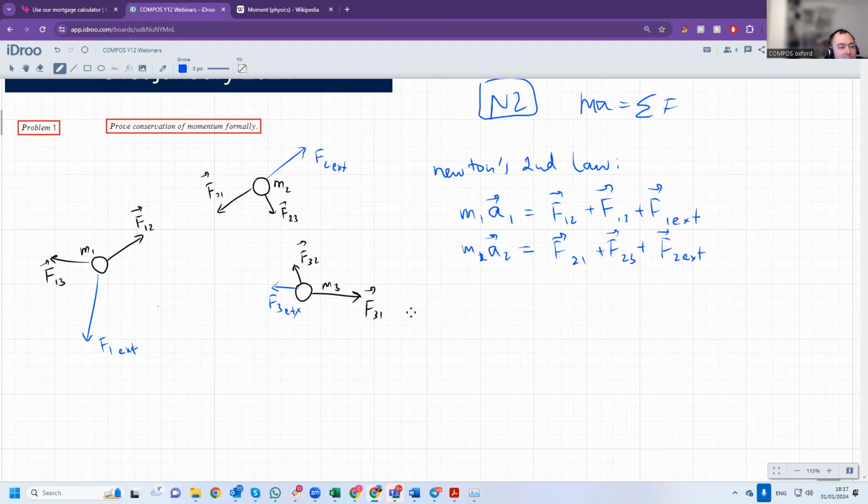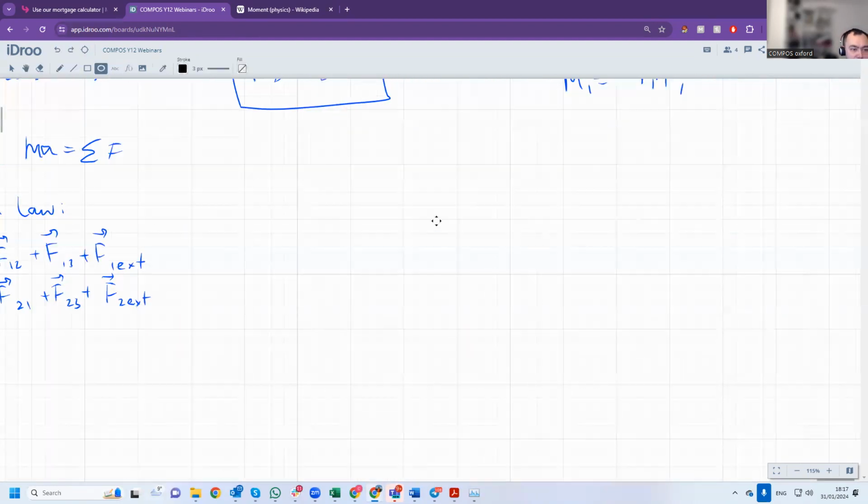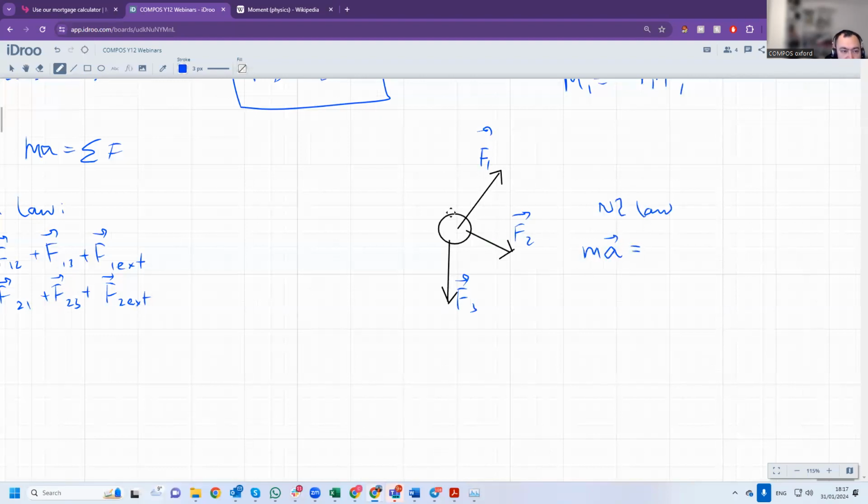So Tom, is there anything in particular? I'll just go through again. If you have an object and there are several forces acting on it, for example F1, another force F2, and F3, Newton's second law says that mass times acceleration, where this is the mass of the object, is equal to the total force. So mass times acceleration is equal to F1 plus F2 plus F3.